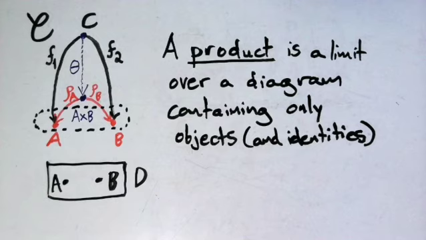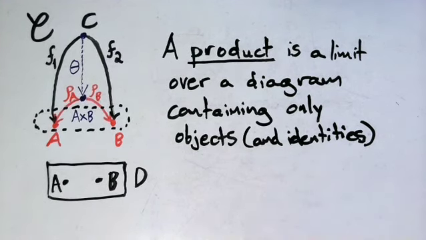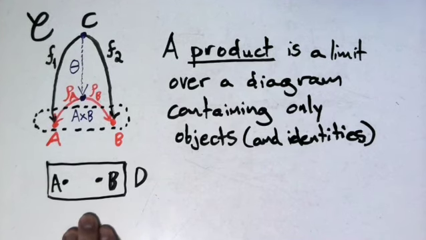So to sum that all up, a product, in fact, is a limit over a diagram containing only objects, with, of course, the technicality that those objects need to have identity morphisms, but it's basically a diagram that looks like this, just a collection of objects and their identity morphisms.